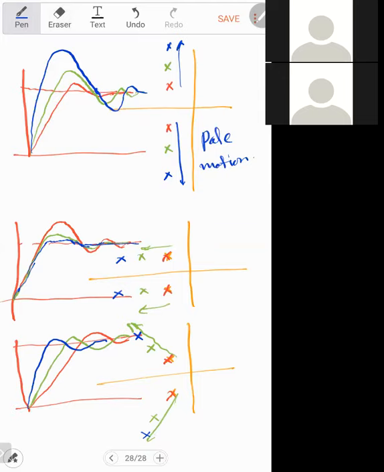So we have these three cases. In the underdamped case, the first case, you see that the imaginary axis is changing. In the second one, the horizontal axis is changing, moving away from the imaginary axis. And the third one is the constant damping ratio. So in that case, the rise time will reduce. They will have the same overshoot.